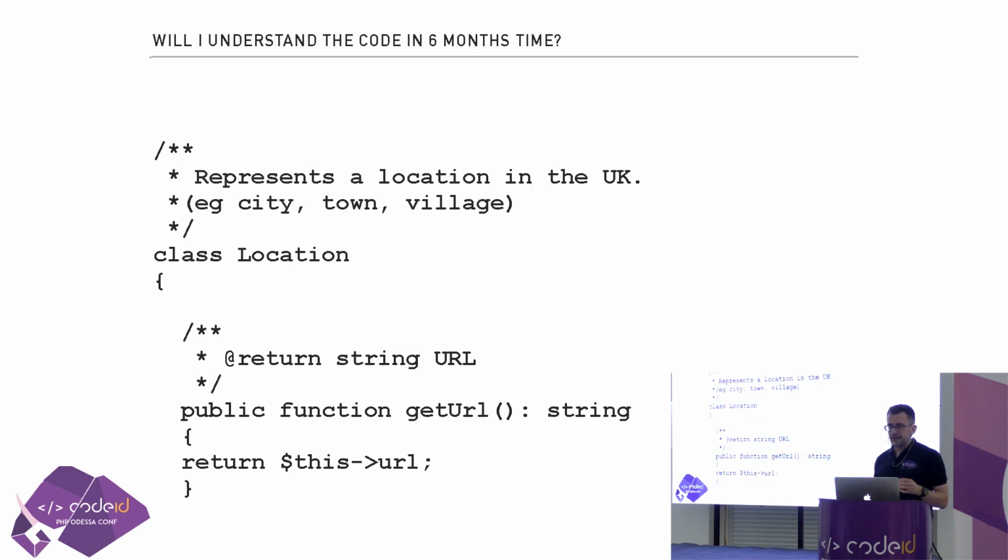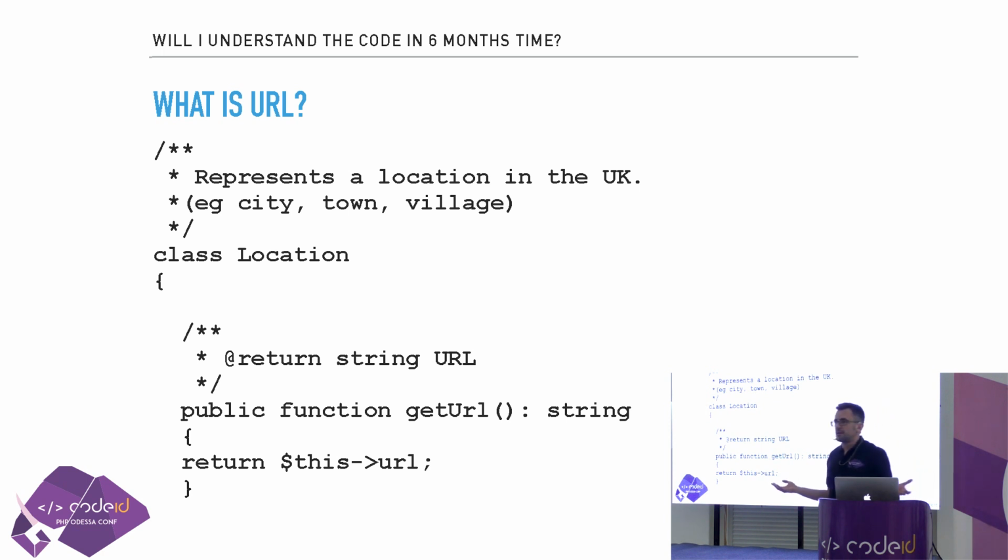So the next bit of code, we had a class called location, and we could see from the comments that it represented a city, in this case in the UK, a city or town or village in the UK. And we had this method on it called getURL. What is the URL of a city or a town? I don't know. And I looked at the doc block and it didn't help me either.